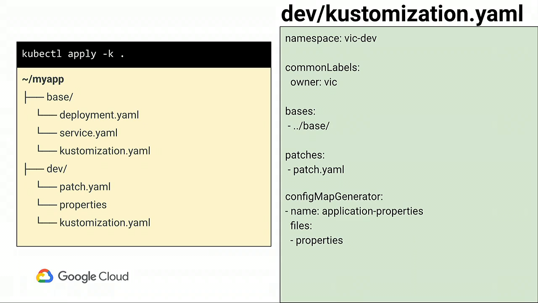So on the right side here, you see the customization configuration. It's called a customization YAML. And you can see I add some common labels, a namespace that I want applied to all the resources. But the core of it is I say, where's my base, or where are my base manifests? And then which patches do I want to apply on top of that?